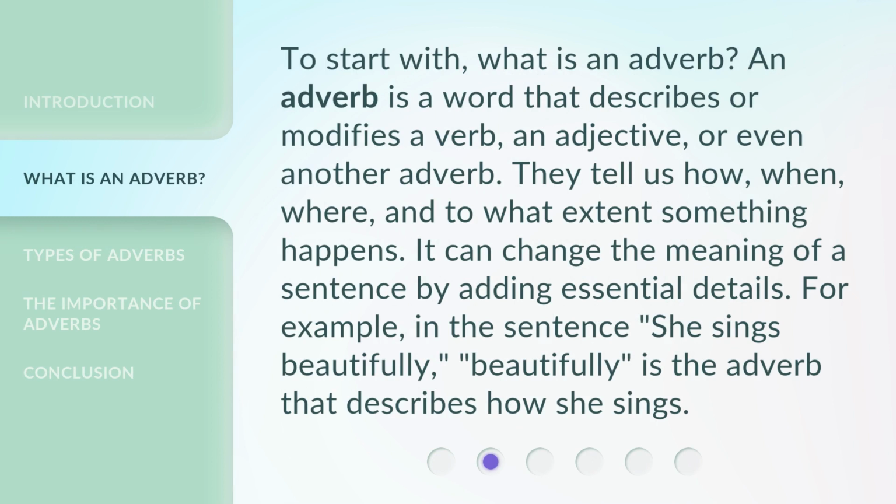To start with, what is an adverb? An adverb is a word that describes or modifies a verb, an adjective, or even another adverb. They tell us how, when, where, and to what extent something happens. It can change the meaning of a sentence by adding essential details. For example, in the sentence, "She sings beautifully," beautifully is the adverb that describes how she sings.